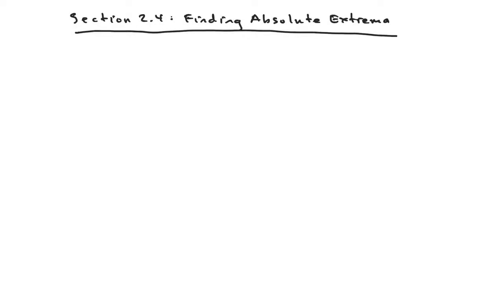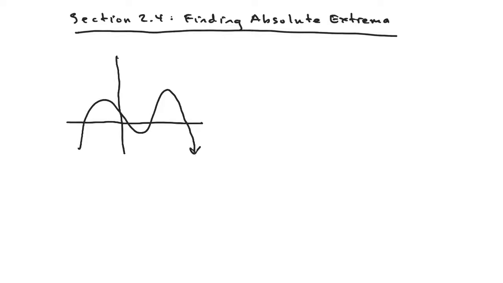So in this video, we're going to talk about what are called finding absolute extrema. And if we have a graph, we've been talking about finding relative extrema. Then if we call this graph f of x, then we've been saying that this point here is a relative max, this point here is a relative min, and this point here is a relative max.